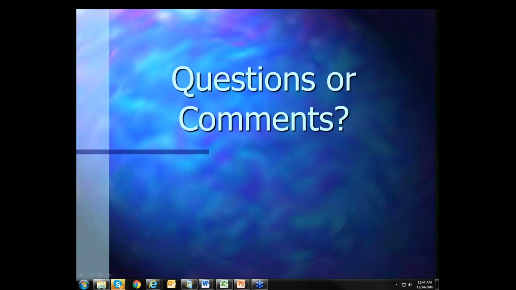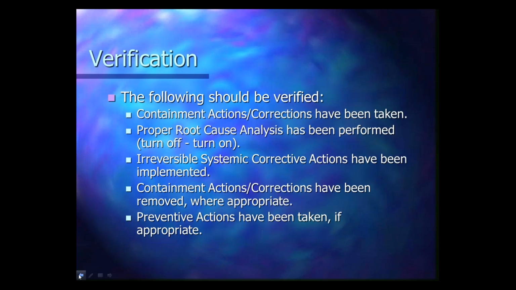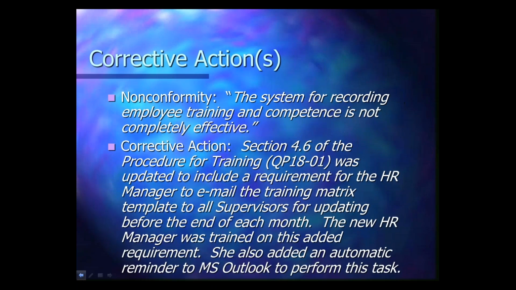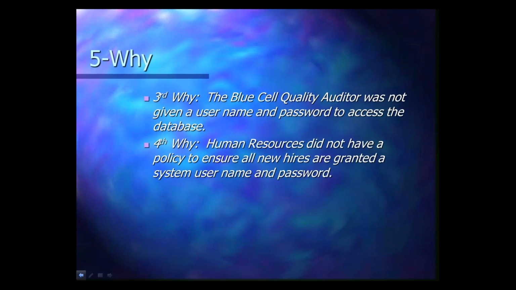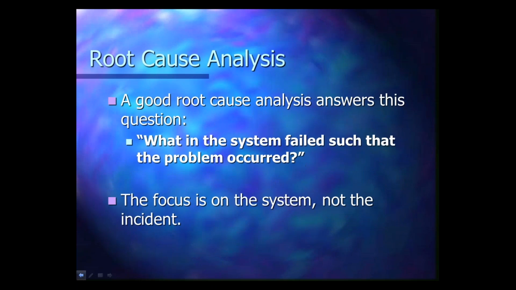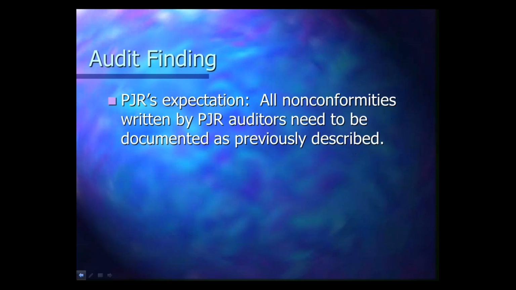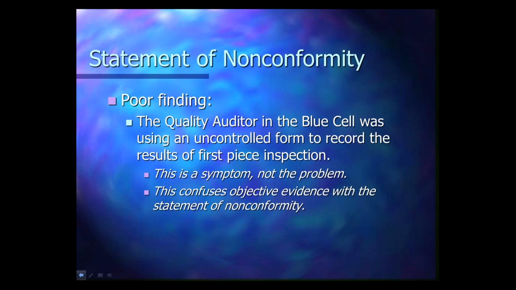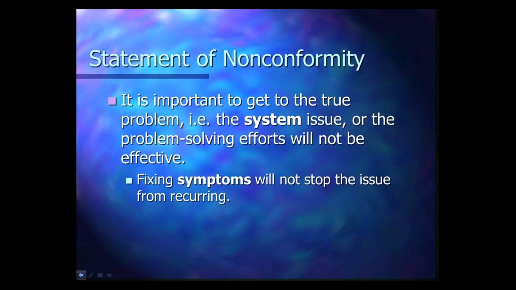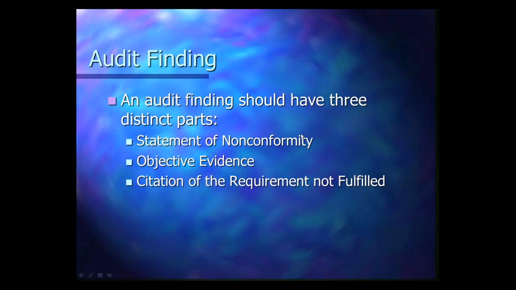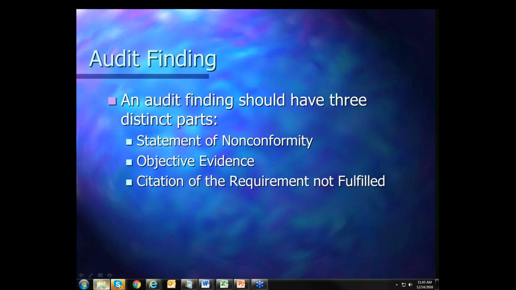Some additional questions coming in. Can you reiterate the 3 items you mentioned at the beginning of the webinar, please? Absolutely. Let's go back to that slide. What makes up a good nonconformity? The 3 component parts are as follows. The statement of nonconformity written at the system level, objective evidence to assist in understanding, and the citation of the requirement not being met.